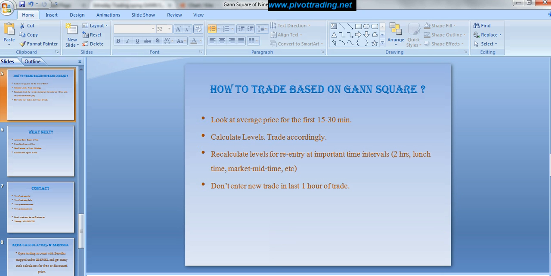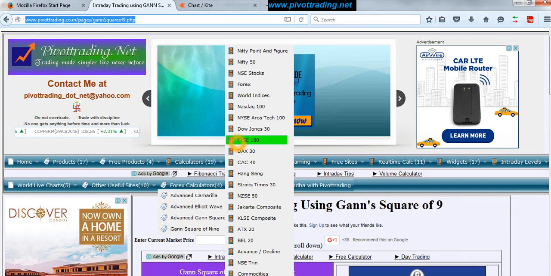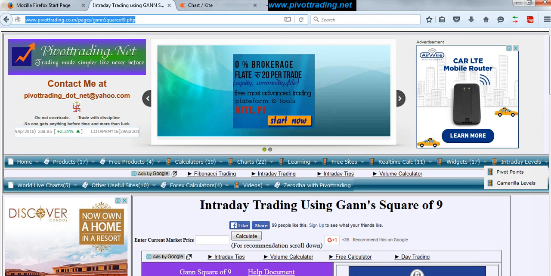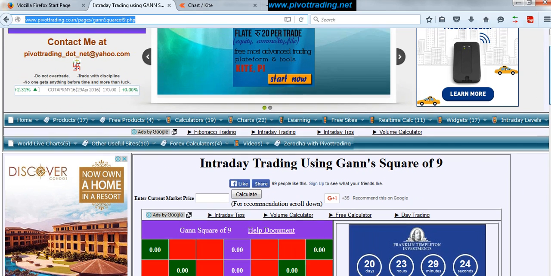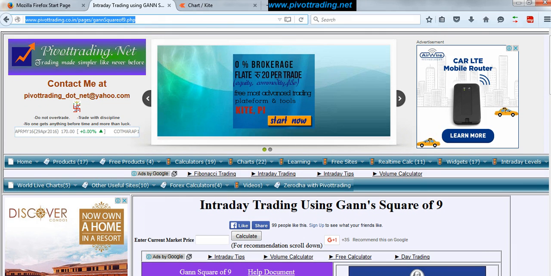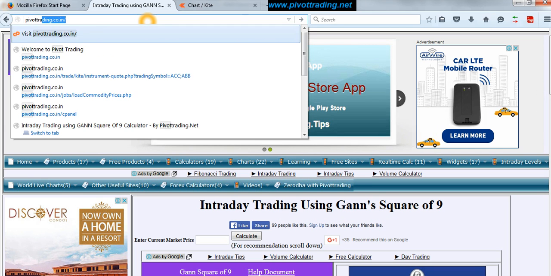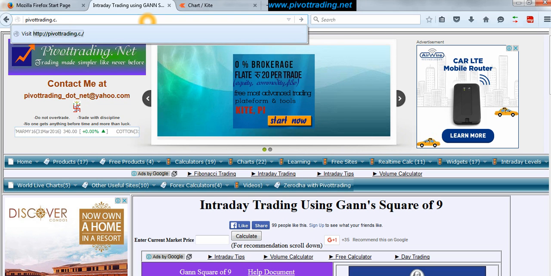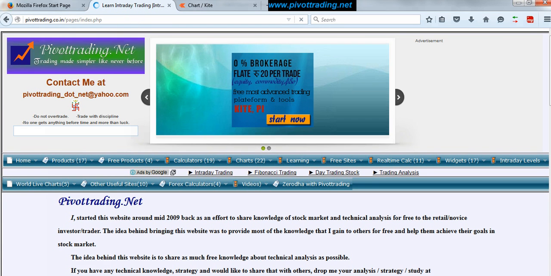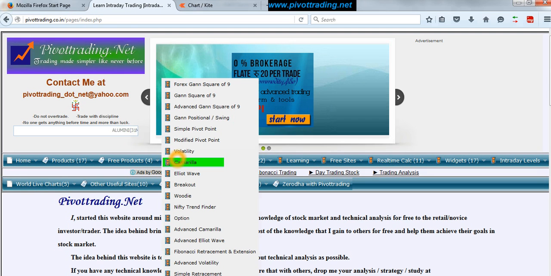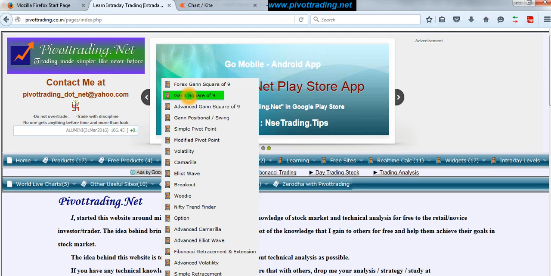Let me take you to a practical example of Nifty futures for the March series for this particular month of today. So before moving on to the live example, this is how I will show you where exactly you can find the Gann Square of Nine. So log into Pivottrading.co.in. It will take you to the home page. Go to the calculators menu, navigate to Gann Square of Nine.